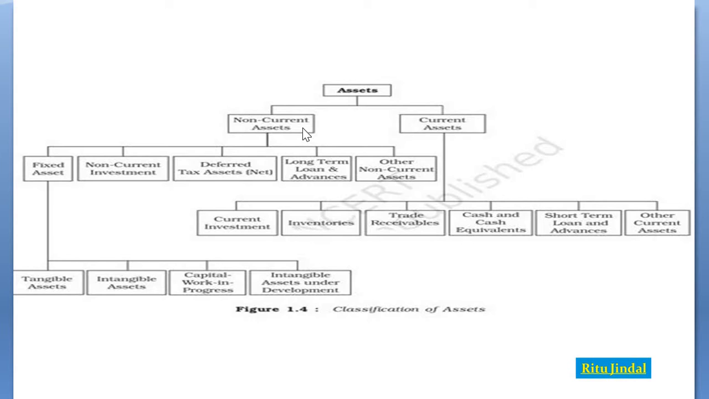Assets are of two types, non-current assets and current assets. Current assets are those assets which can easily be converted into cash within 1 year or within the operating cycle. Non-current assets are those assets which are not converted by the business organization into cash within 1 year or within the operating cycle. सेल हो जाते हैं but business इनको सेल करता नहीं है.